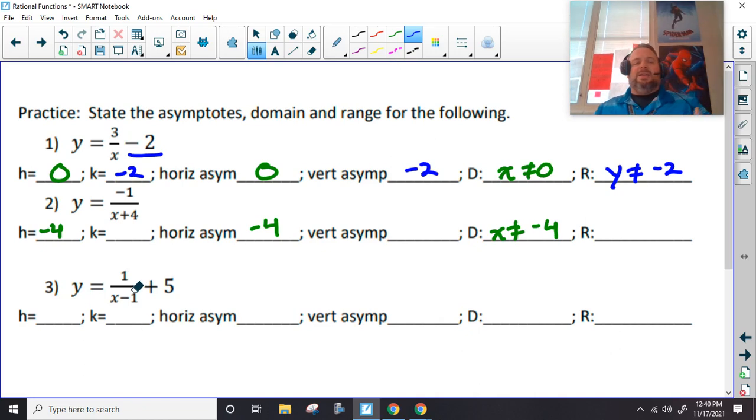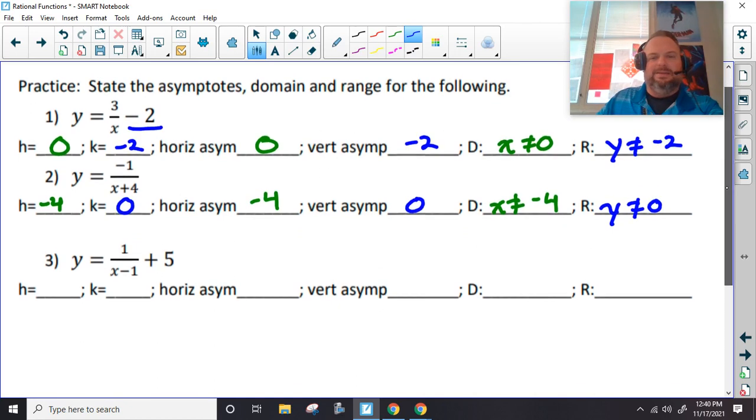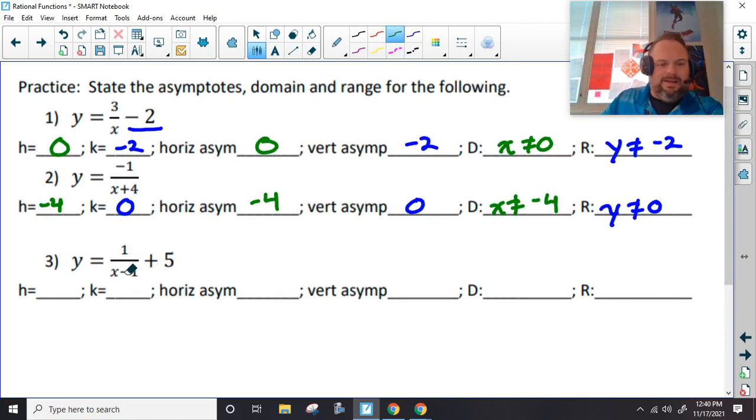What is our K value right here? Most people are used to seeing zeros in math, so here you go. Our H value, remember it's the opposite right here. So this is 1. So that would be 1. And that would be x not equal to 1.